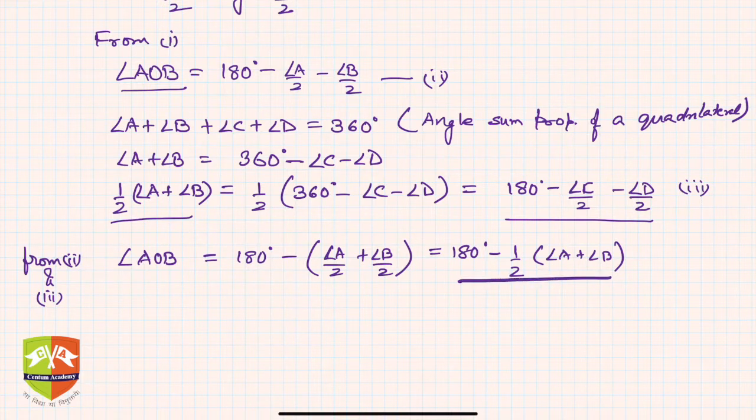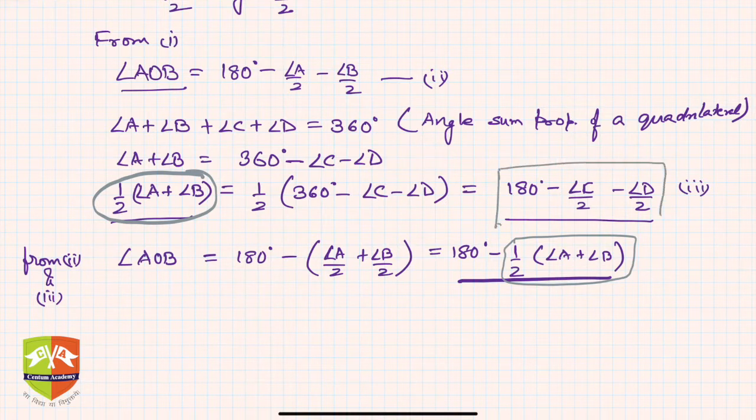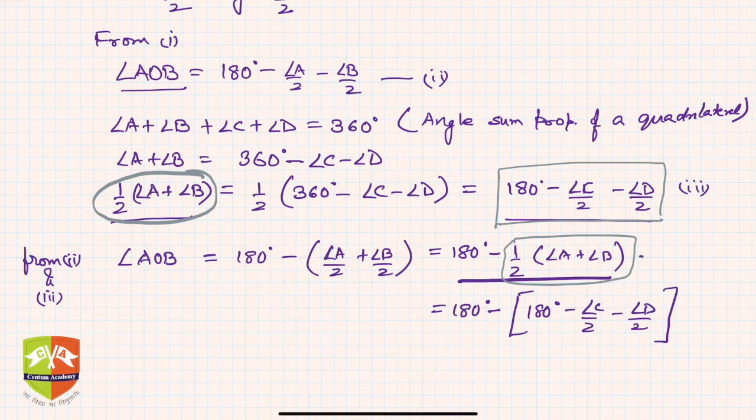Now what is this? If you see this particular value, we have already calculated, and you can use this here. Half angle A plus B is equal to this. So let's make use of this particular relationship. So hence, what do we get? I get 180 degrees minus half angle A plus B, which can be written as 180 degrees minus the quantity 180 degrees minus angle C by 2 minus angle D by 2. Why? Because this item here is equal to this here, right? You check, this one is same as this one, isn't it?